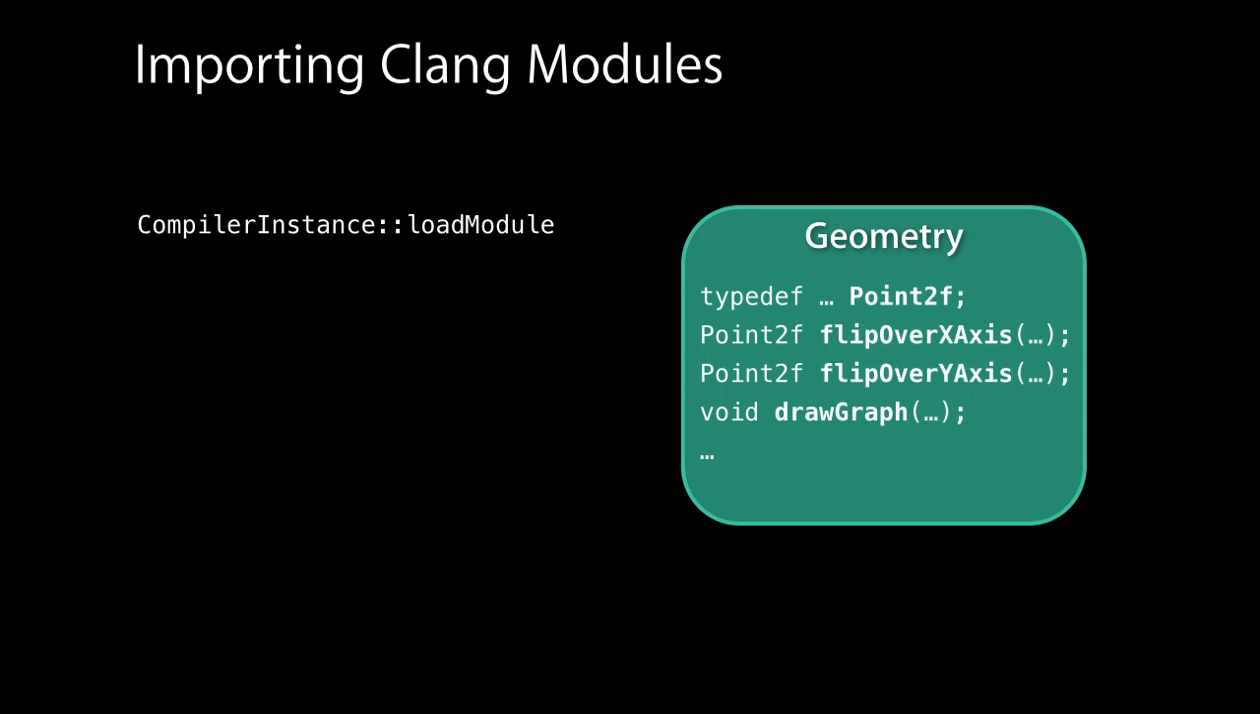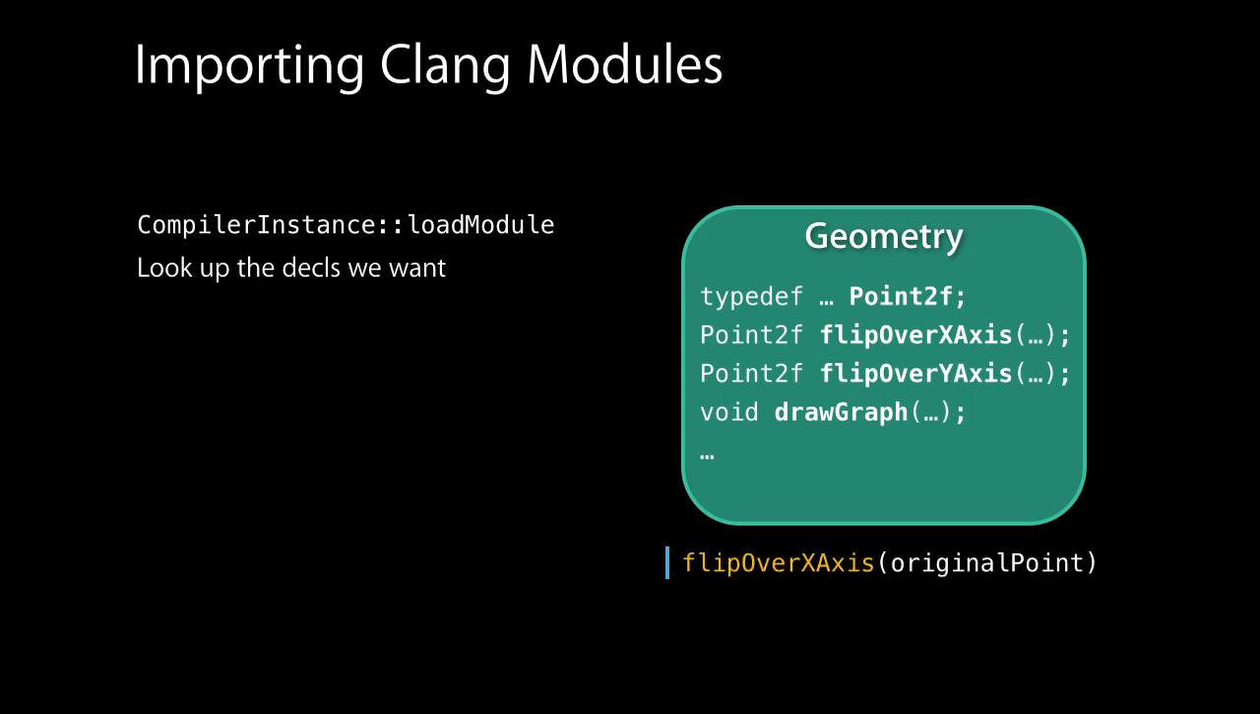Once we've loaded the module, what we want to do is look for the declarations that were referenced in our language. And in this case, that's the flip over x-axis function. Unfortunately, we can't do this. Clang doesn't actually provide an API to look up a particular name in a particular module. So the only thing we can do is a translation unit-wide lookup and filter on the modules we care about. But if we do that, we do in fact find this function that we want to use. So again, how well does this work in practice?